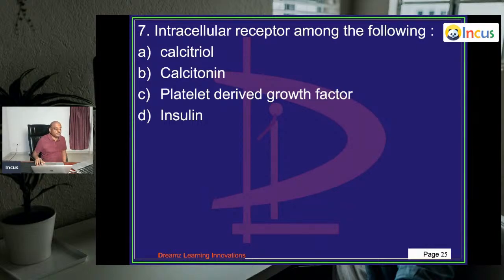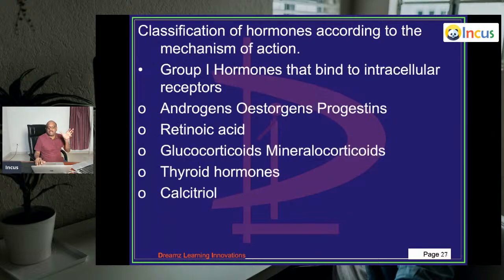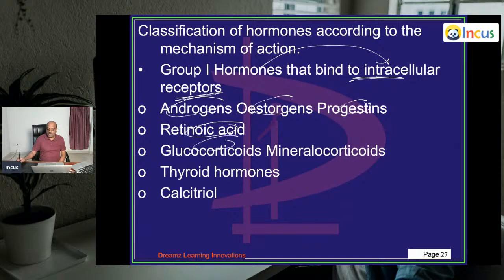Now, intracellular receptor is which one? Calcitriol is the intracellular receptor. So the hormones that bind with the intracellular receptors: the androgens, estrogens, progestin, retinoic acid, glucocorticoids, mineralocorticoids, thyroid hormone, and calcitriol.